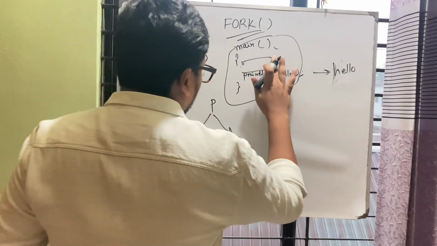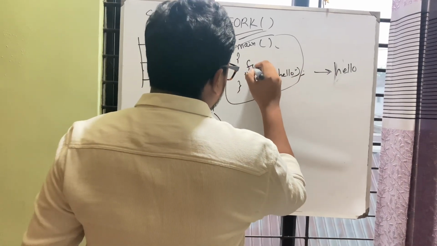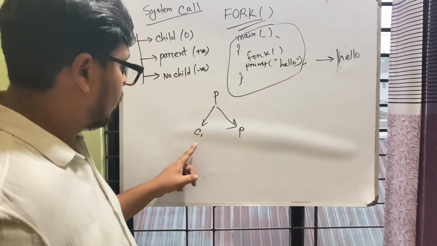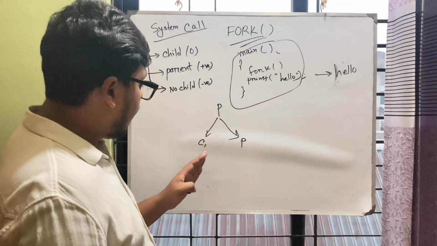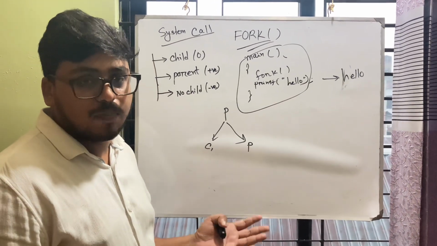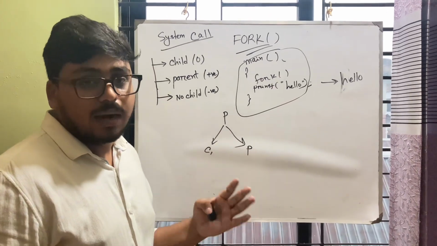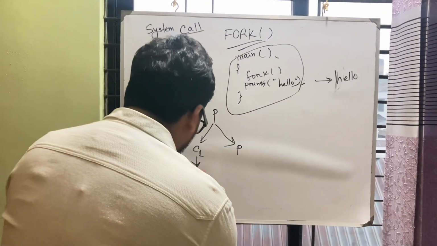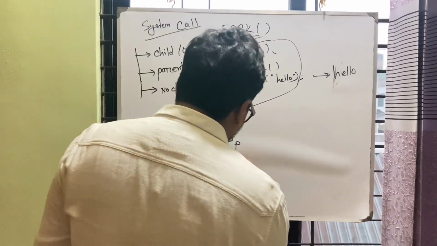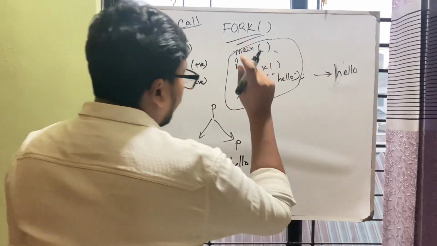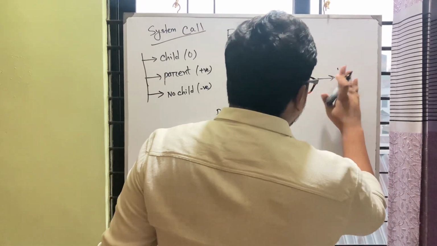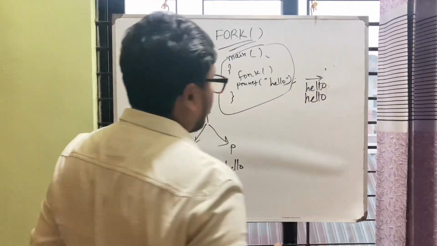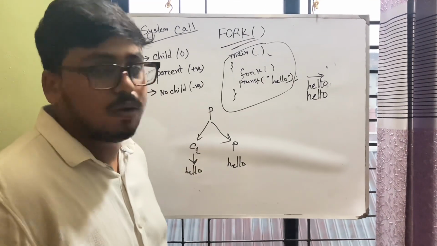But let's say when we use the fork system call, it produces a child and a parent. Child and parent both take different memory spaces with the same code, and they are executed in parallel. Child produces hello one time and parent also produces hello another time, and that's why if we use the fork system call, we find hello two times, hello and hello. That is the main case of fork.